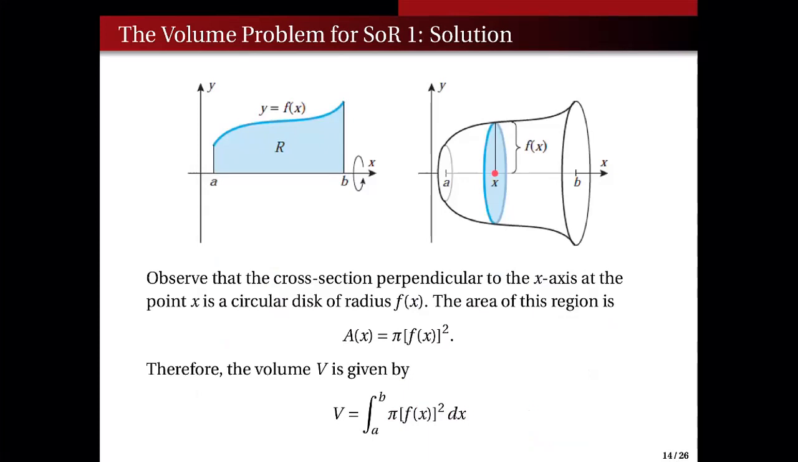So observe that the cross-section perpendicular to the x-axis at the point x is a circular disc of radius f of x. The area of this region is A(x) equals pi times f of x squared, and therefore the volume is given by this. Okay? Questions?